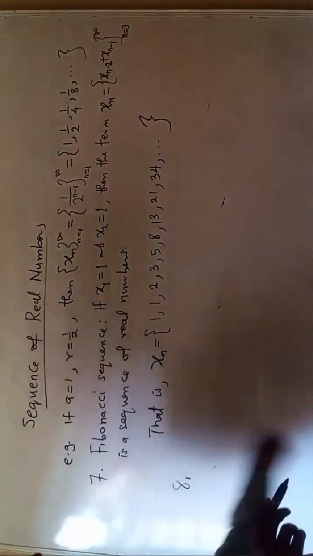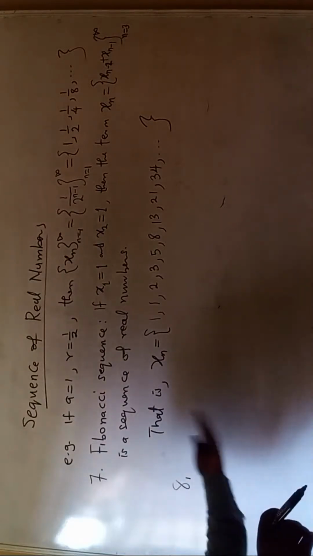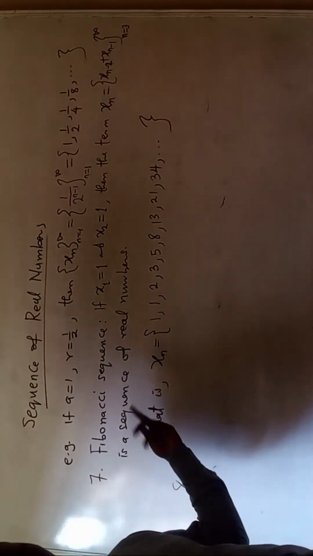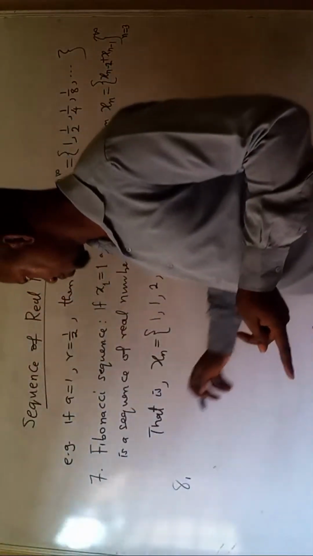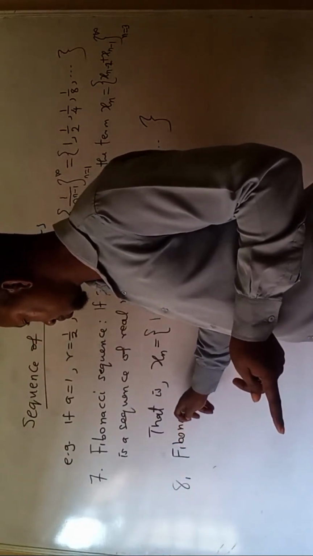From this Fibonacci sequence, we can obtain another form, and this form is called the Fibonacci ratio.